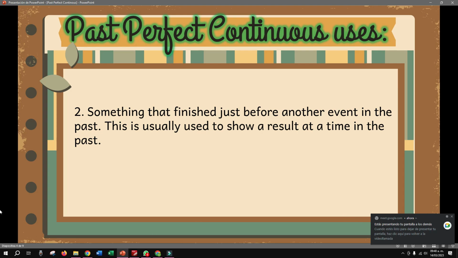Second, Mr. Davy, can you help me reading, please? The number two. Okay, teacher. Number two, something that finished used before another event in the past. This is usually used to show a result at a time in the past. Okay, so something that finished just before another event, right? In that way, also, we're going to use the past perfect continuous.